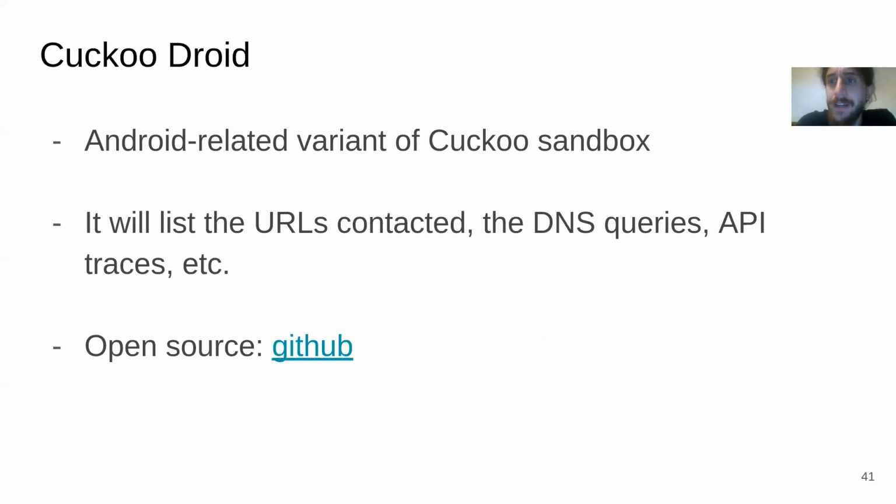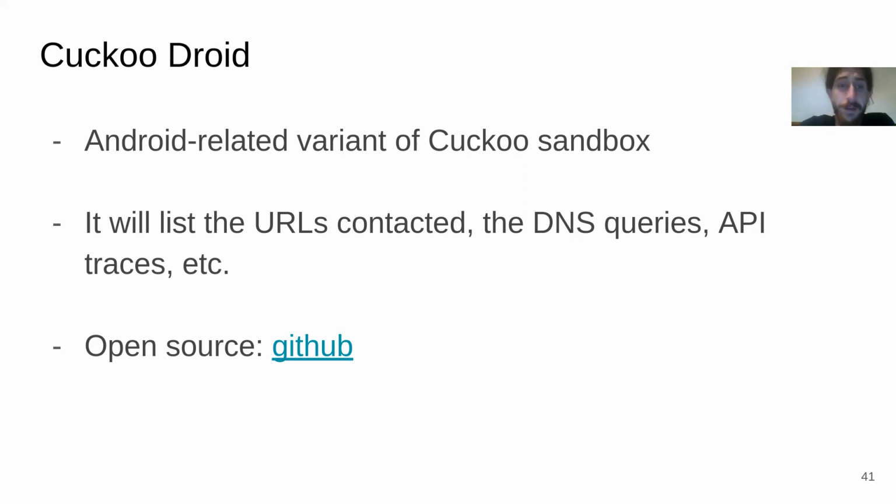There are also some analysis frameworks, or sandboxes, where basically there are websites or systems. You submit an app, and then it analyzes it, and a report is produced, and you see what the app has been doing during this analysis. For example, you can list the URLs contacted, the DNS queries, API traces, and so forth.